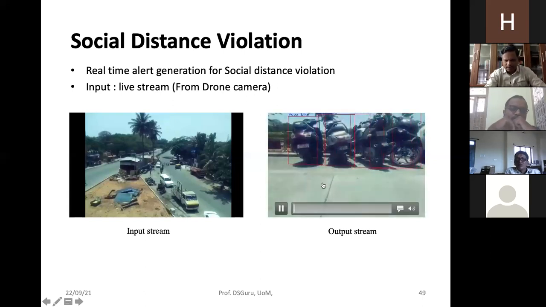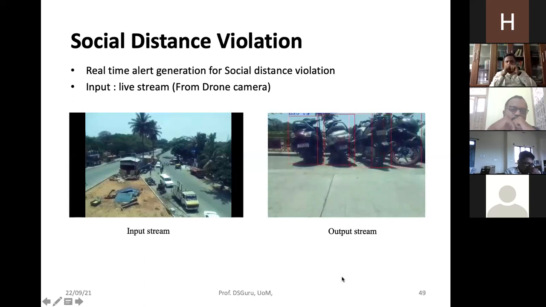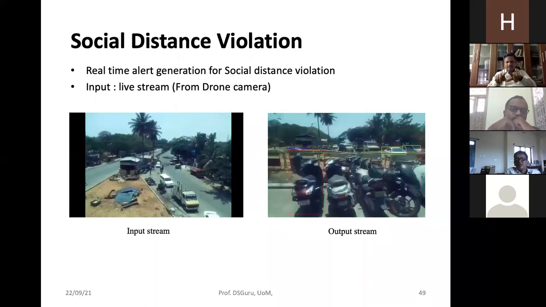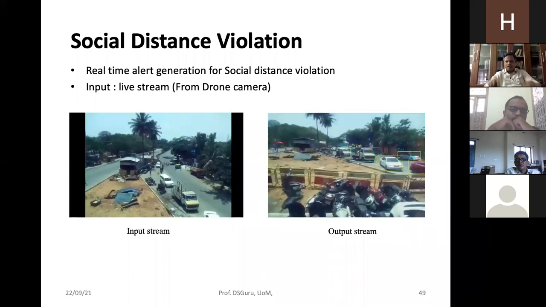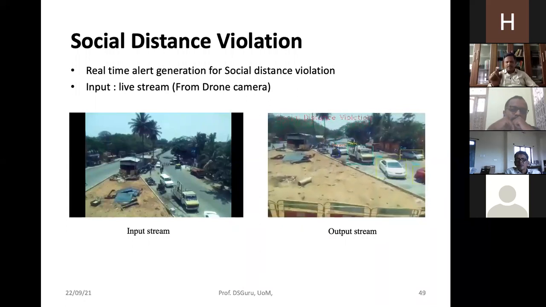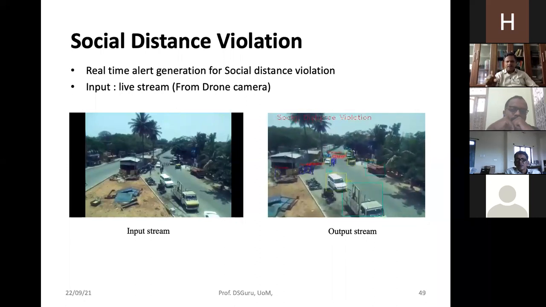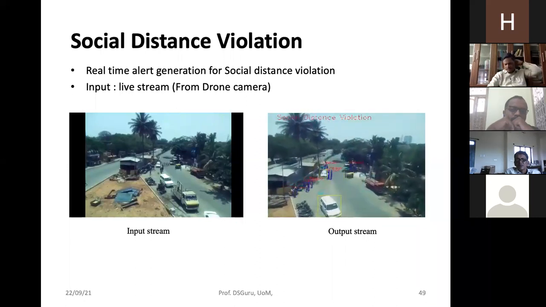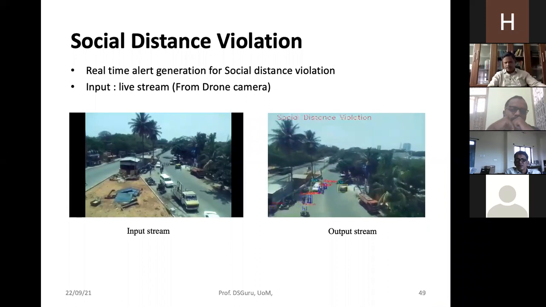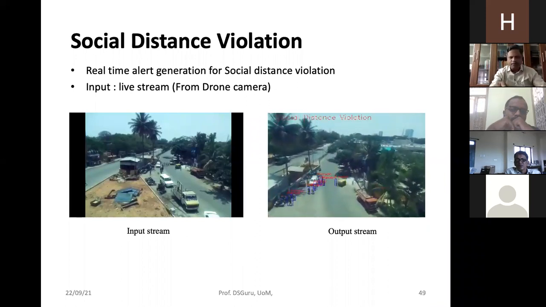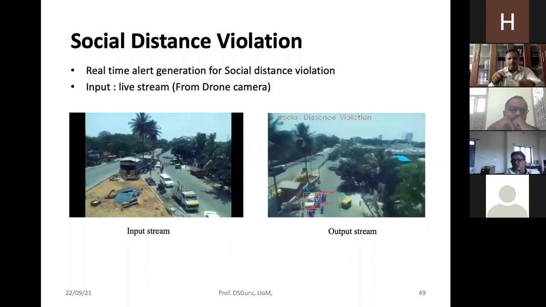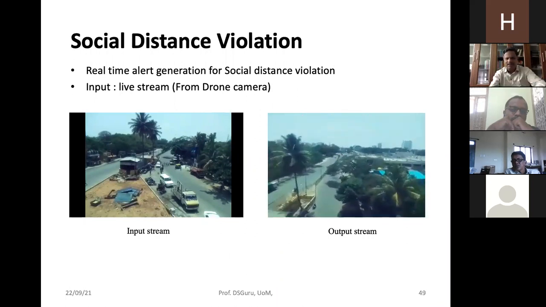Yeah, please look at the right side one. The vehicles are detected. I think you can see the bounding boxes, rectangular boxes. Vehicles are identified, right? And when people walk in, even the human beings are also identified. This is a solution we proposed. Look, there are people walking in, and social distance violation is displayed on top.